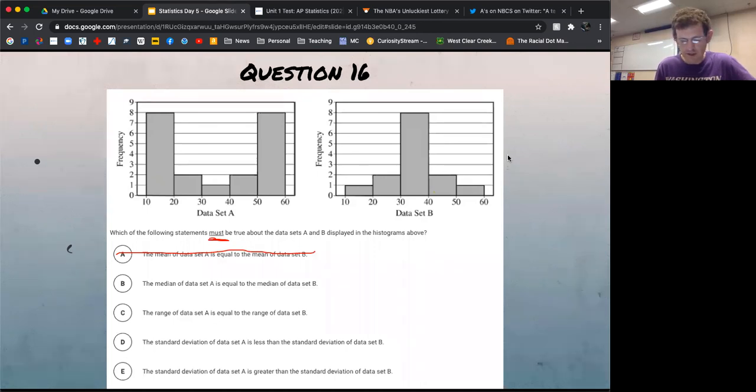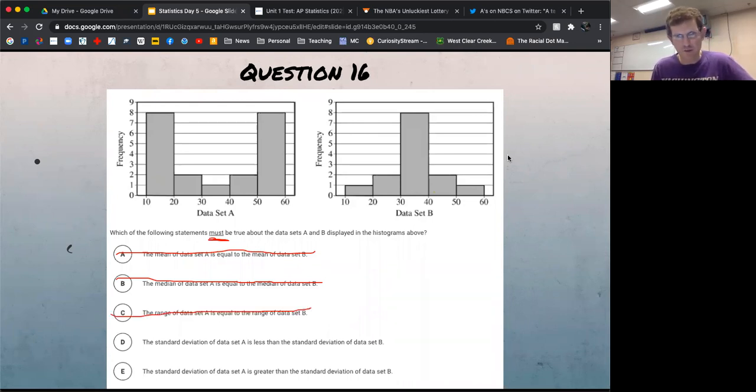All right, the median of data set A is equal to the median of data set B. Again, could very well be true, doesn't have to be. The range of data set A is equal to the range of data set B. Could very well be true, doesn't have to be, because we don't know if the highest value here is 60, 58, 59, 51, 50, so there's all kinds of values it could be. Okay, so that leads to these two.